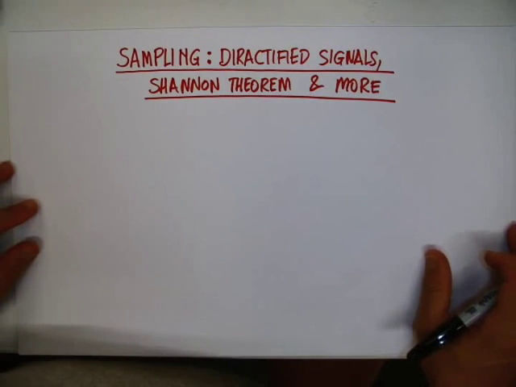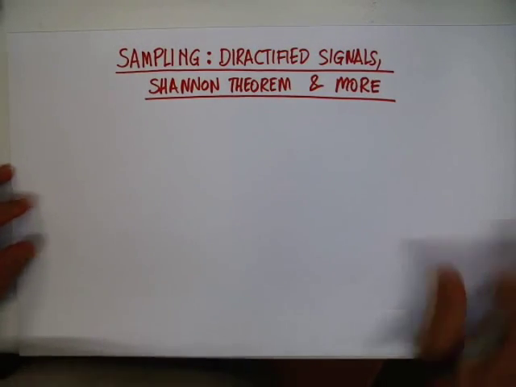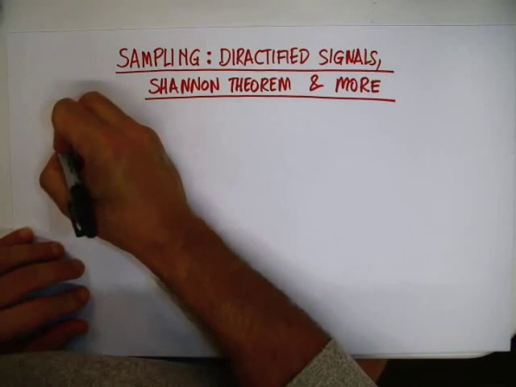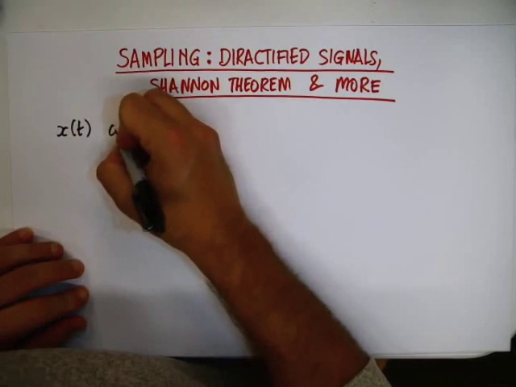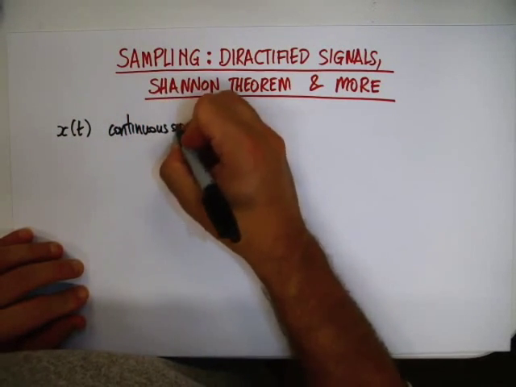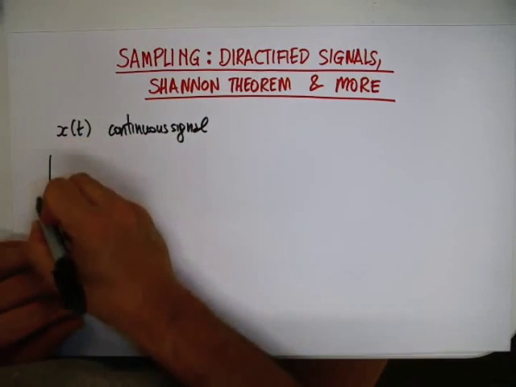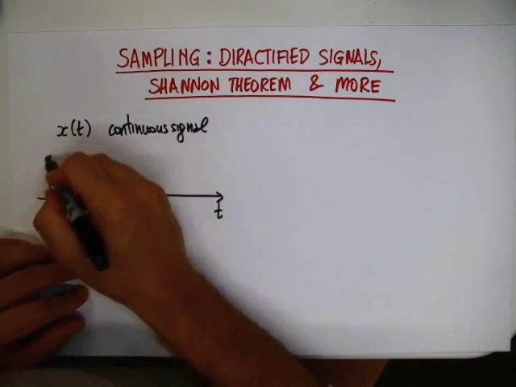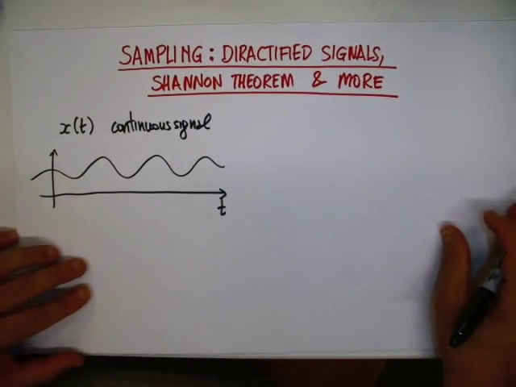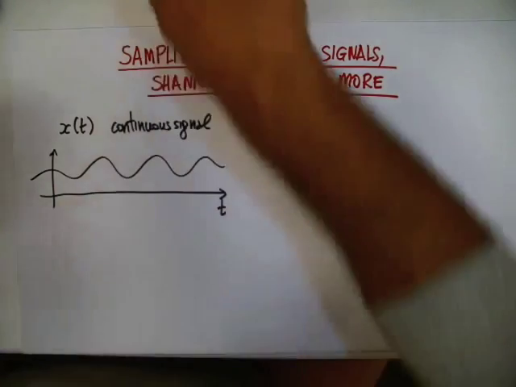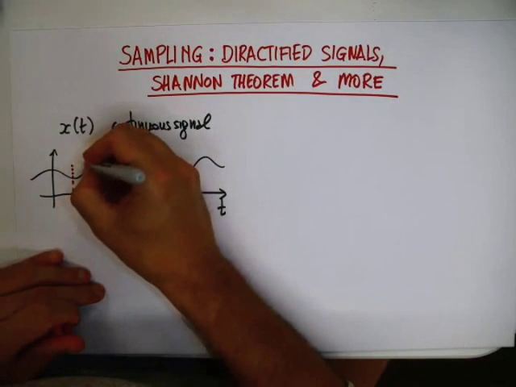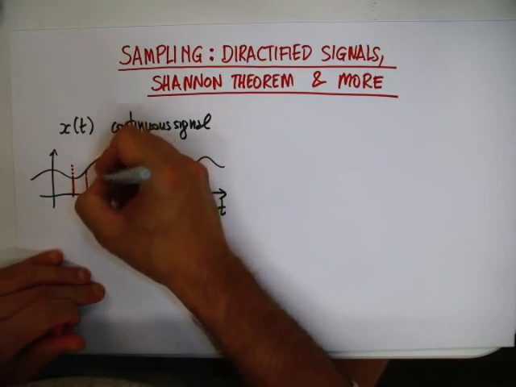Today we're going to discuss sampling, and let's assume that we have a continuous signal x of t, and let's assume that we are going to sample it every Ts seconds, for example.